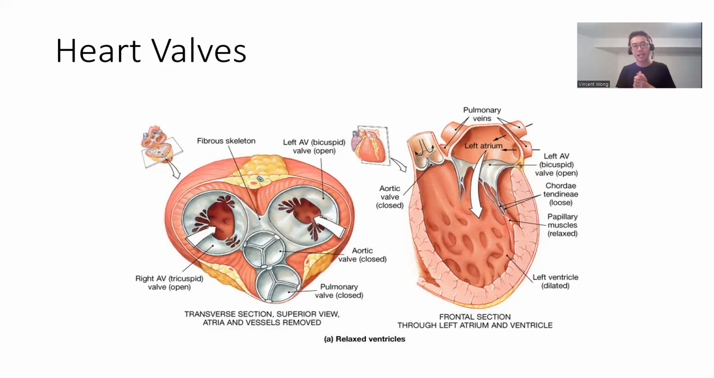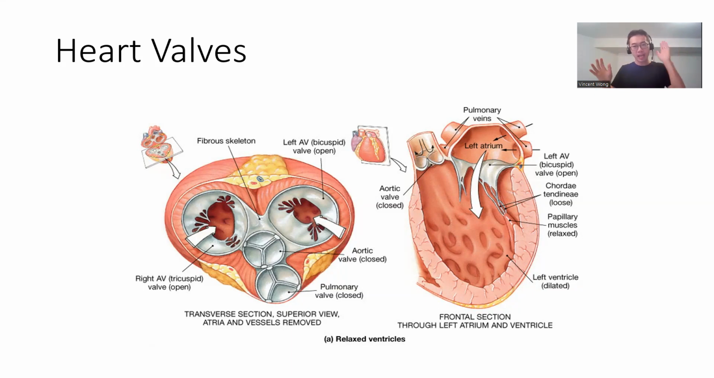They are the same group, which means they will open and close simultaneously, at the same time. When the tricuspid opens, the bicuspid will also open, and then they will close together. Same thing with the semilunar valves. Semilunars will open and close at the same time.